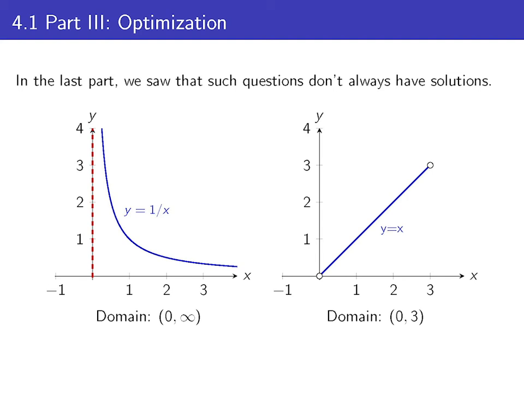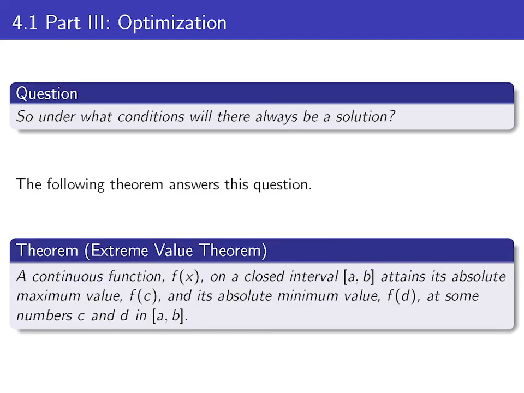Let's recall these 2 non-examples we saw in the last part. We saw that the first graph of y equals 1 over x does not attain an absolute maximum on its domain 0 to infinity. This is due to the fact it has a vertical asymptote. The other example was the line y equals x, which doesn't attain its maximum value on the domain we prescribed here, the open interval from 0 to 3. So what can we do to guarantee that these functions take both their absolute maximum and absolute minimum on the domain we have?